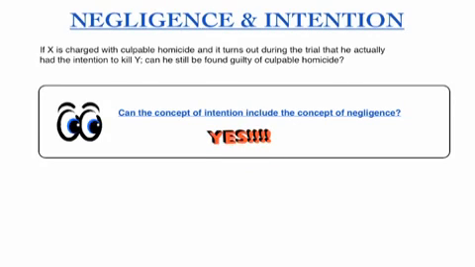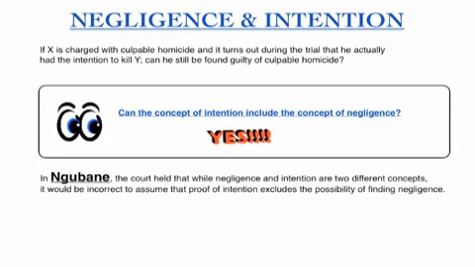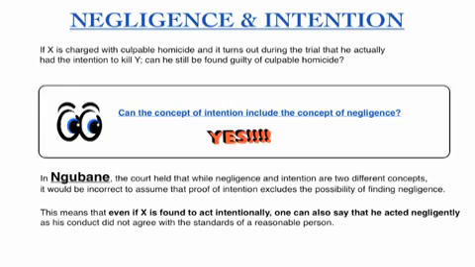The answer is yes. In the case of Ngubane, the court held that while negligence and intention are two different concepts, it would be incorrect to assume that proof of intention excludes the possibility of finding negligence. This means that even if X is found to act intentionally, one can also say that he acted negligently, as his conduct did not agree with the standards of a reasonable person.